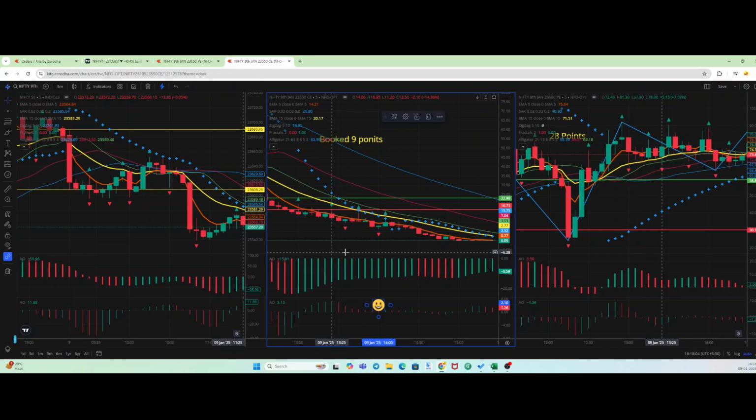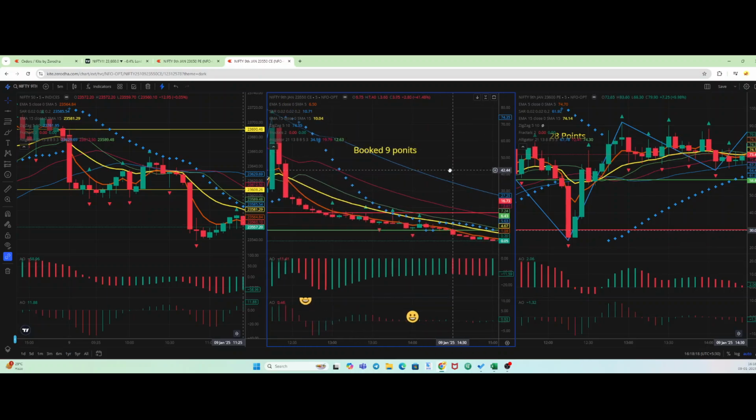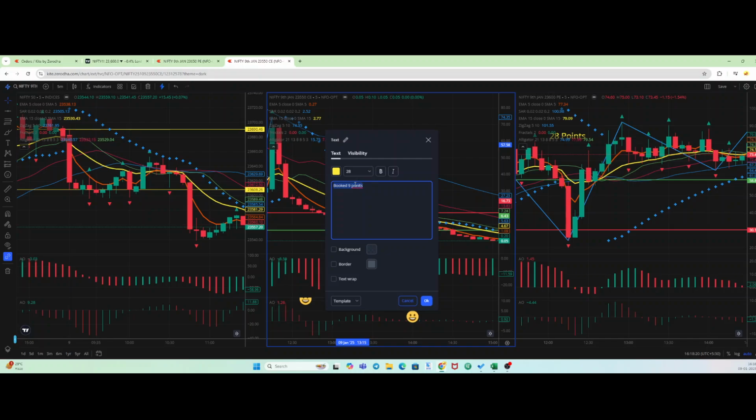So hence we entered this area, below this one. We entered around, and fully we captured 6 points. We captured 9 plus 6, 15 points.